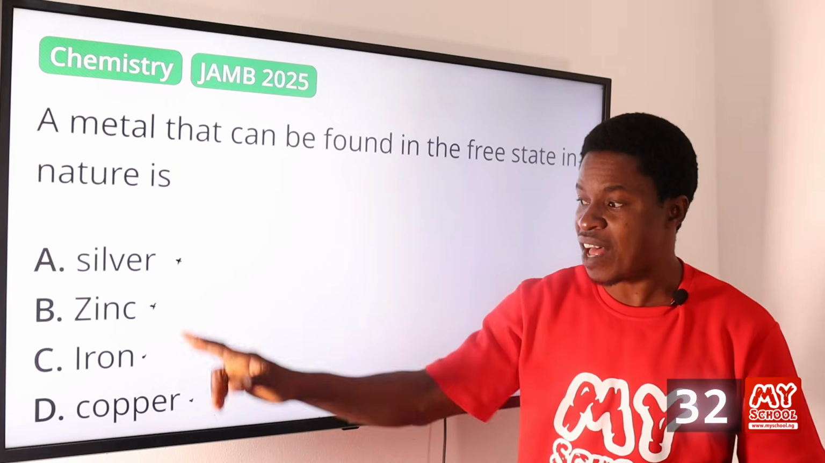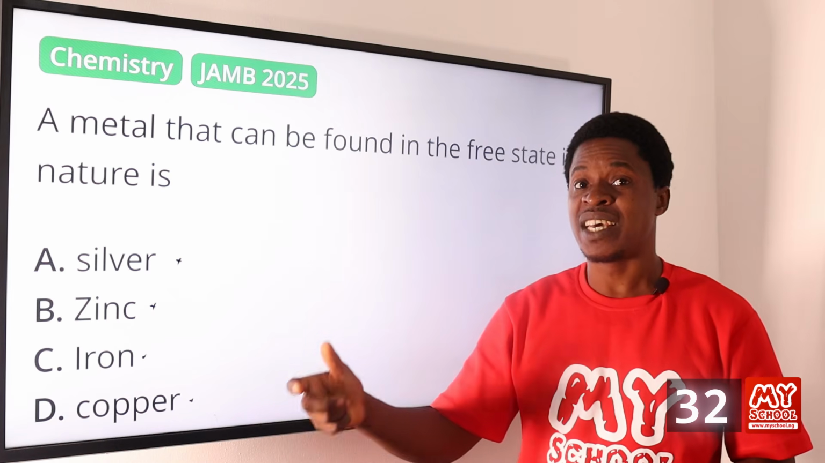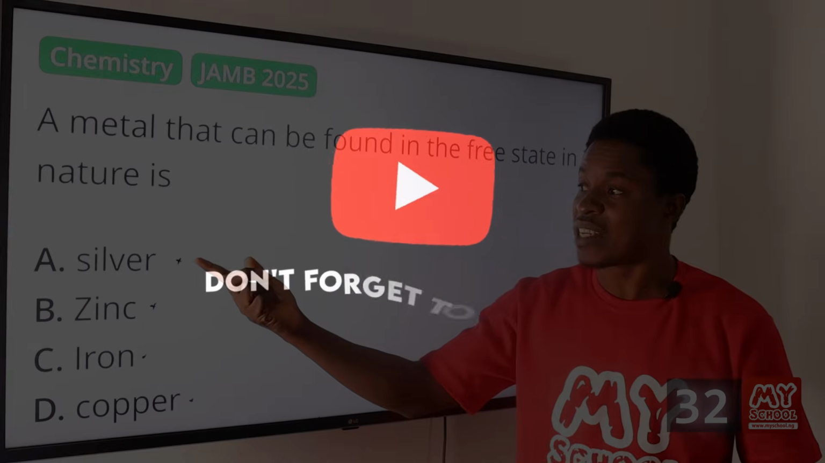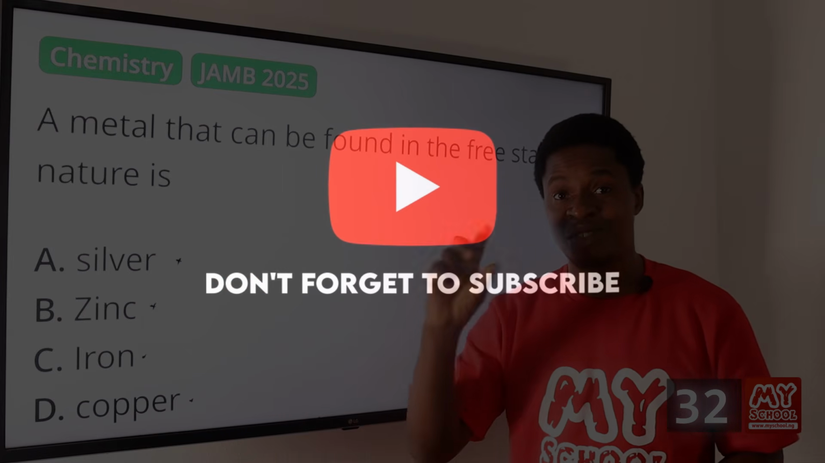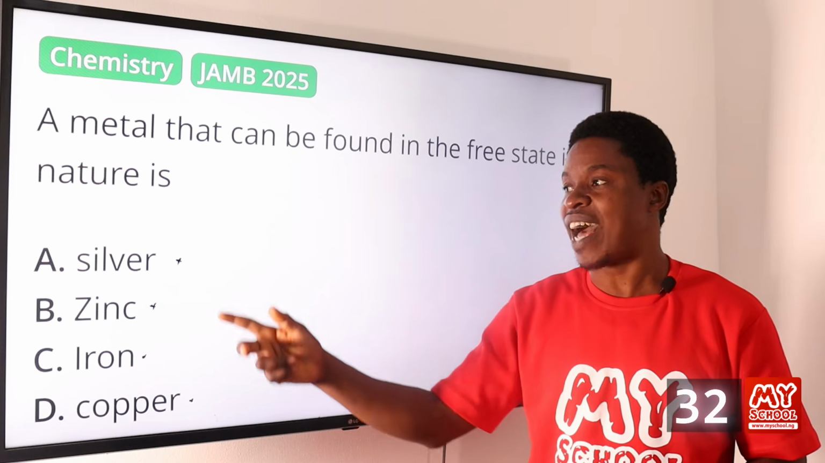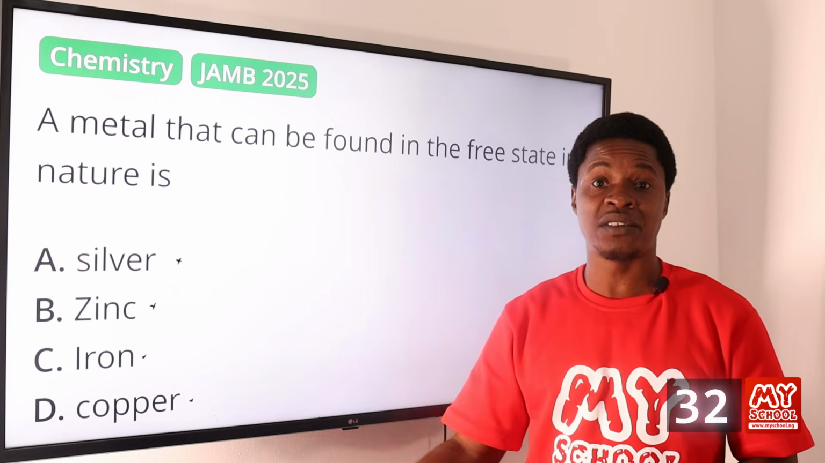But these two, silver and copper, are the least reactive in the electrochemical series. Because of course, it could have been A or it could have been D. Those are the two options we have here. So we now consider the one that is less reactive between silver and copper in the electrochemical series.